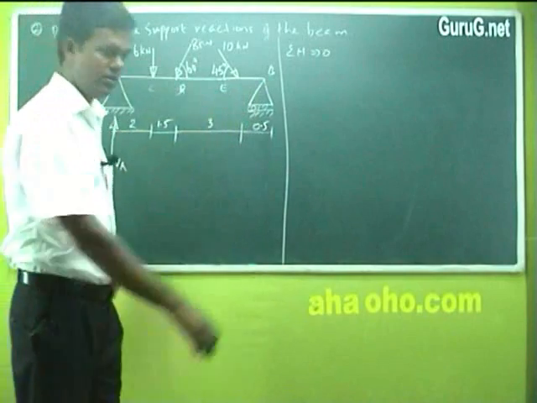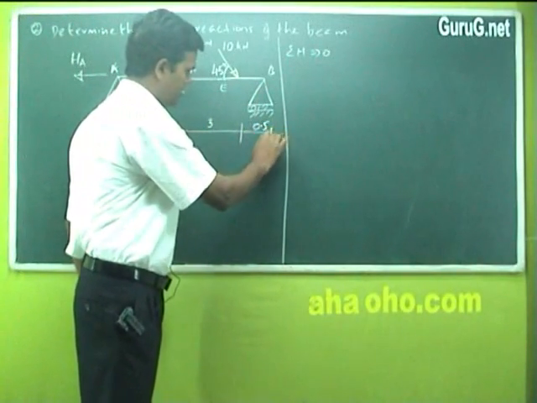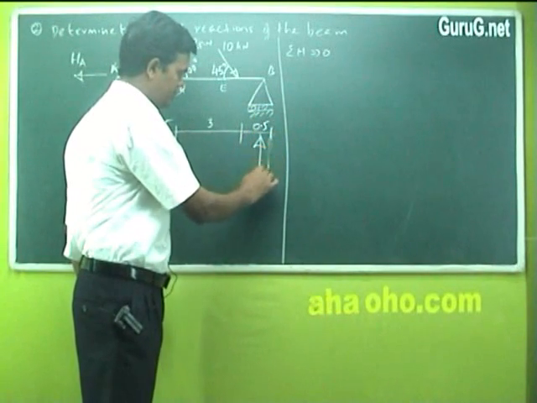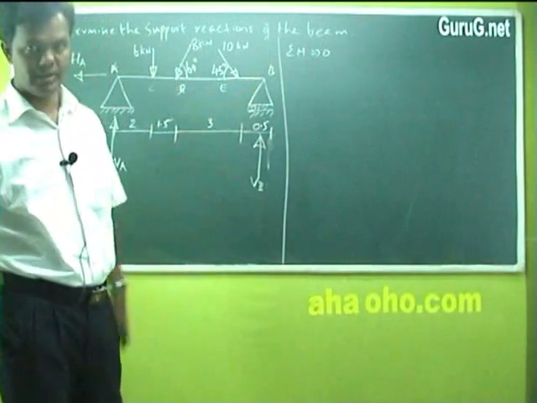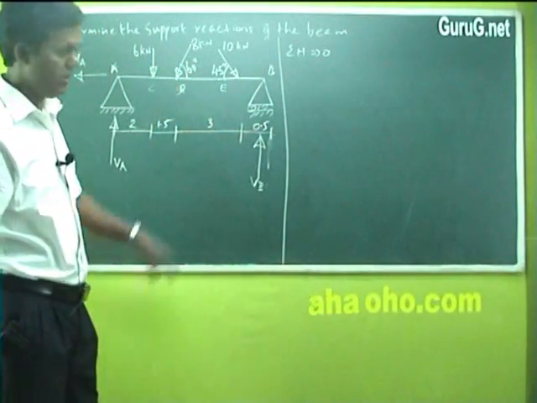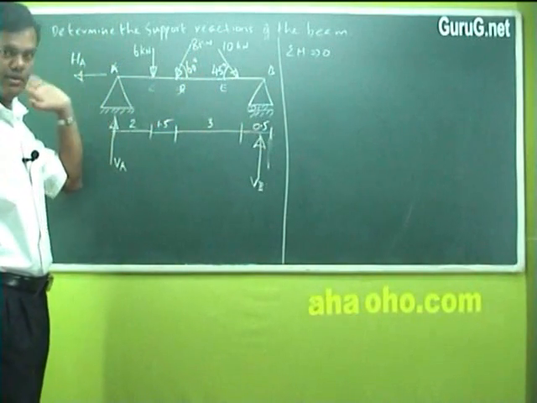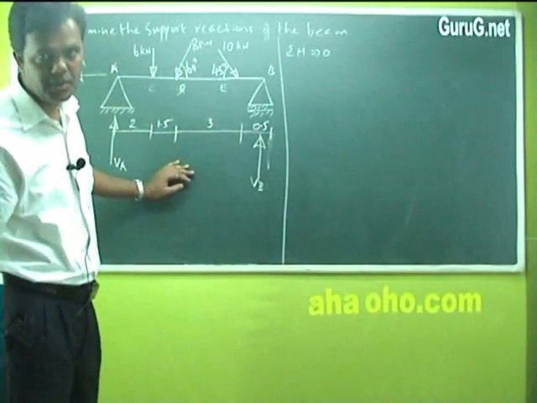And for the roller support, what you have here, I'll write it here. I'll just show an arrow mark. You will have to indicate this separately. This is your VB, only vertical you have. You don't have any horizontal reaction here. That's the condition. Roller means only vertical reaction, and hinge means vertical and horizontal. Okay, right.